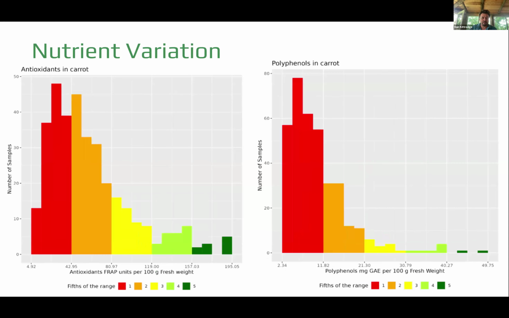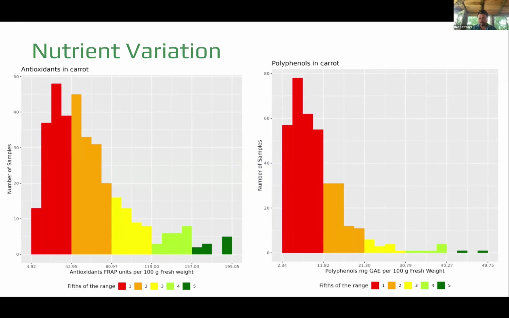Keep going. Antioxidants, those are very, very health-giving compounds. 4.92 on the bottom left there and 195.05. That's a 40x variation, as in the ones on the right had 40 times as many antioxidants as the one on the left. And the peak of the curve is in that 15th to 25th percentile. Not high in relation to what's possible. Almost everything we found in the supply chain is relatively low in relation to what it could have.